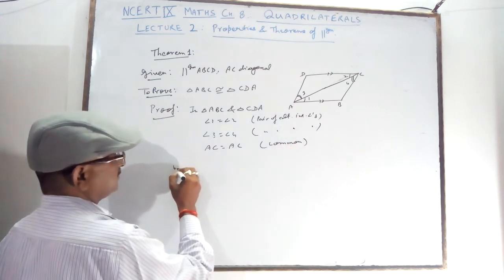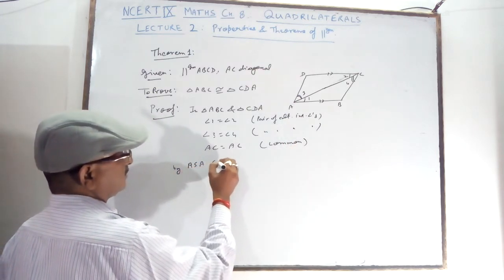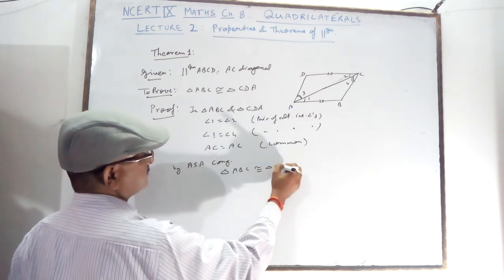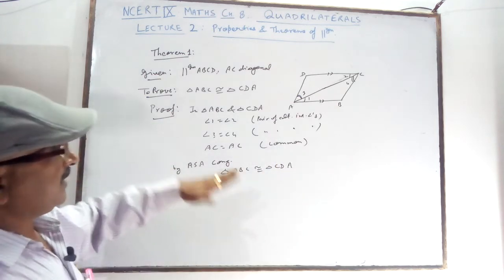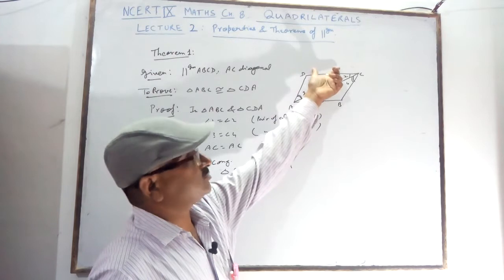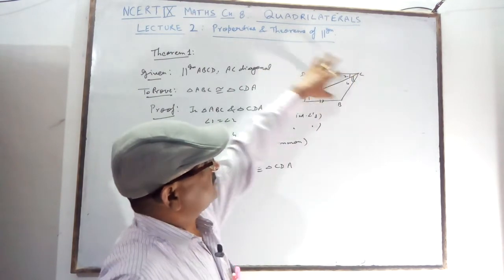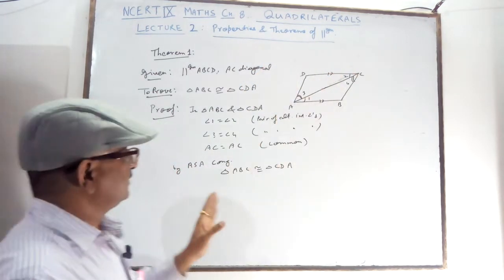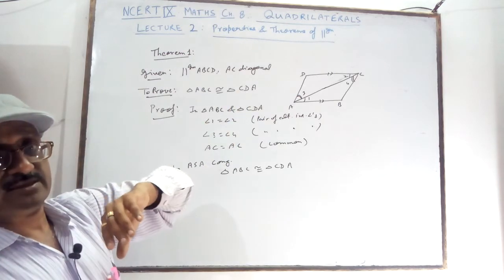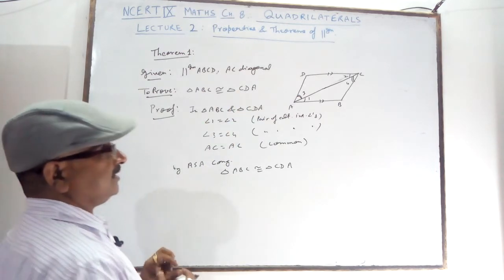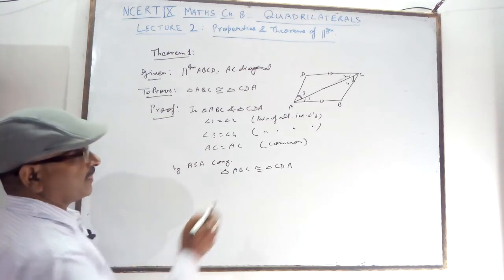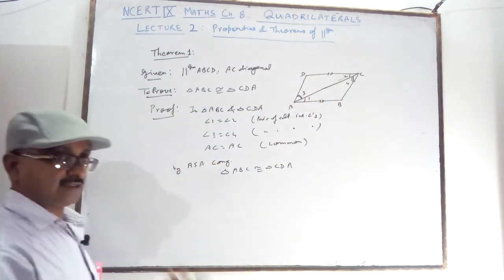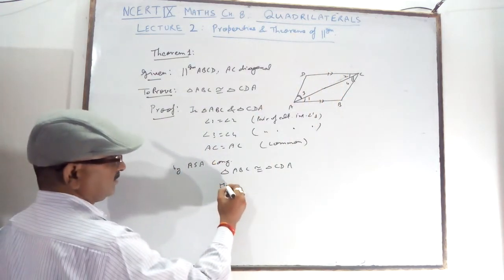So by ASA congruency, triangle ABC is congruent to triangle CDA. You can prove it by SSS also. AC is common. AB equals CD, opposite sides of a parallelogram. BC equals AD, opposite sides of a parallelogram. And then by this you can prove SSS congruency. You can apply SAS also, because angle 1 equals angle 2, AB equals CD, and AC is common. So you prove it by any one, and here you write: hence proved.